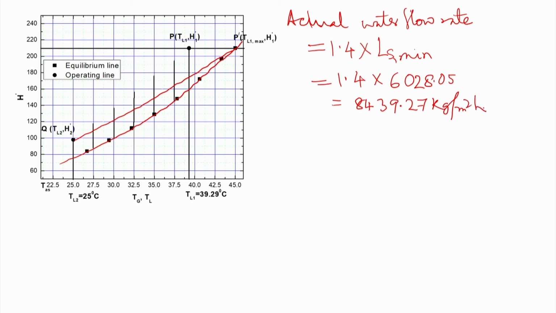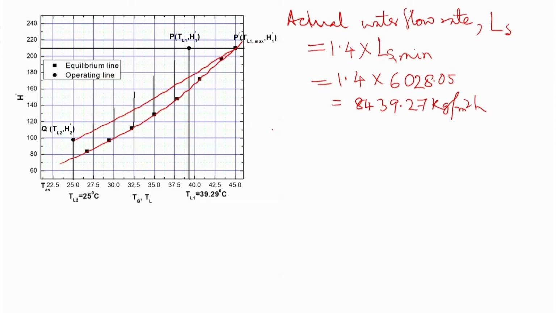Okay. So, for this case, this actual water flow rate, or we can say this LS, is equal to 8439.27 kg per meter square hour. So, using the same equation, the overall enthalpy balance equation across the dehumidification tower, we will get the minimum temperature of the water to be maintained if this actual water flow rate is 1.4 times the minimum water flow rate.